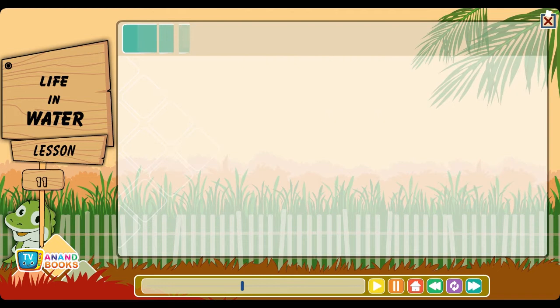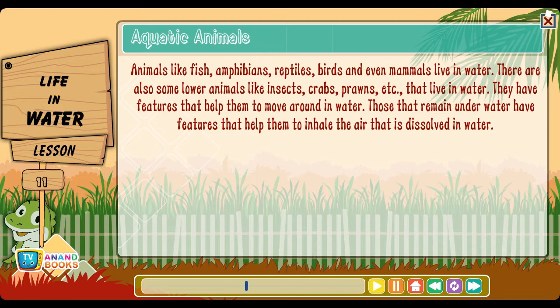Aquatic animals. Animals like fish, amphibians, reptiles, birds, and even mammals live in water. There are also some lower animals like insects, crabs, prawns, etc. that live in water. They have features that help them to move around in water. Those that remain underwater have features that help them to inhale the air that is dissolved in water.